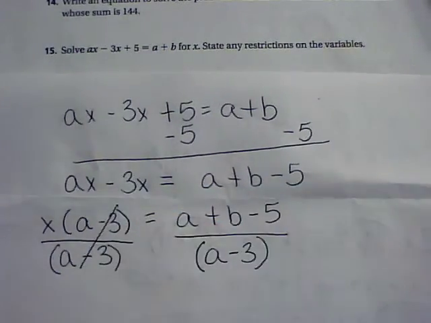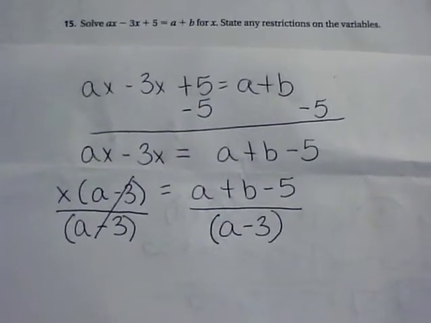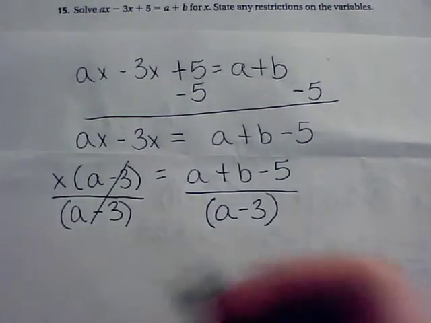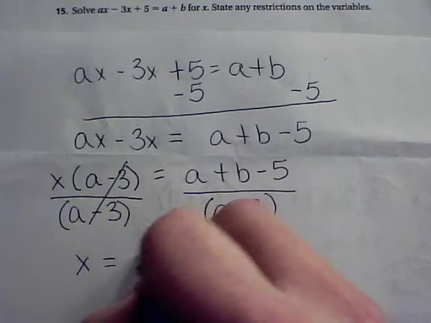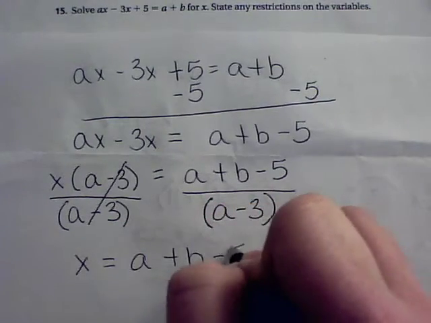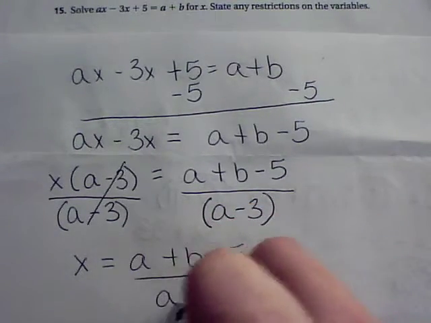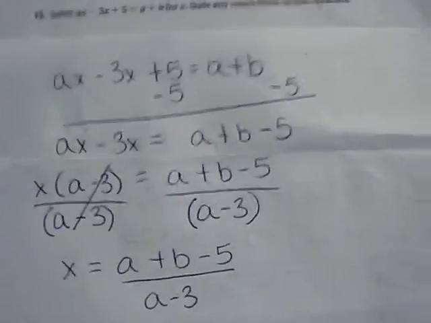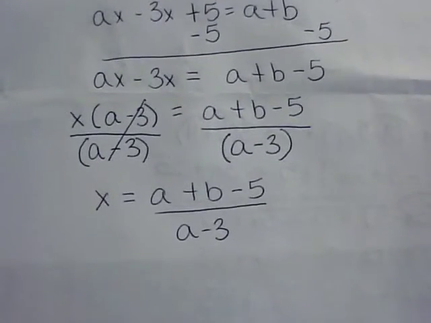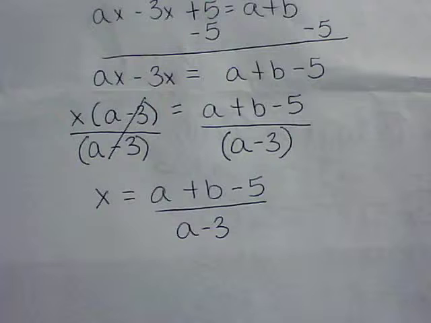Now these two will cancel out, which is going to leave me with x equals a plus b minus 5 over a minus 3. Well, I just wanted to solve for x, so that would be where I'd stop.